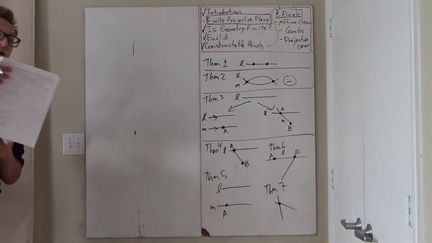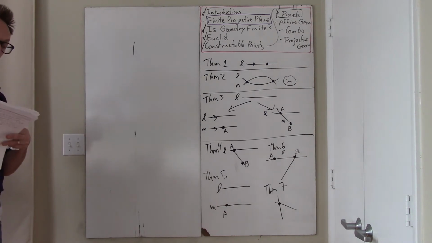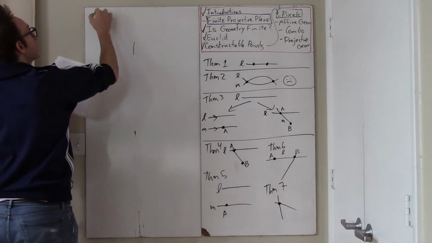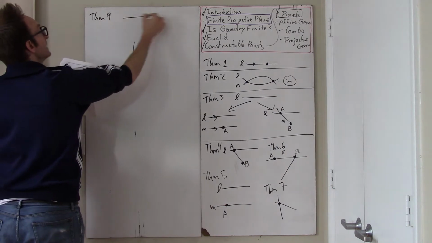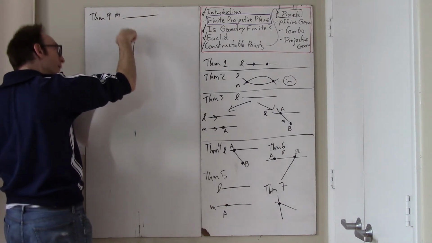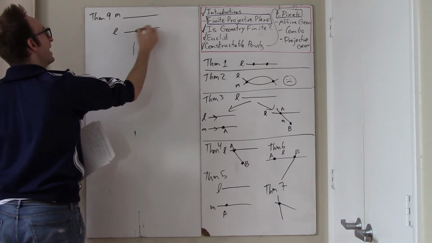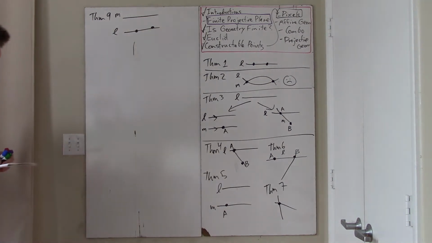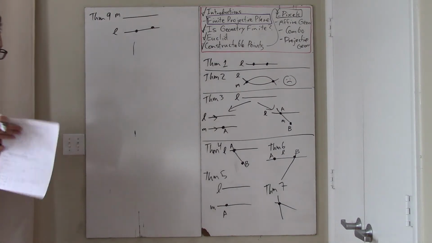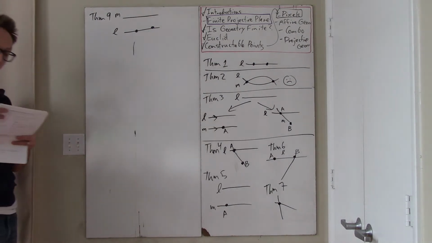Theorem 9 says that, given a line, there are always 2 points which are off that line, and that's because there's always a parallel line, and that parallel line always has 2 points off it. And more, and more, and more.